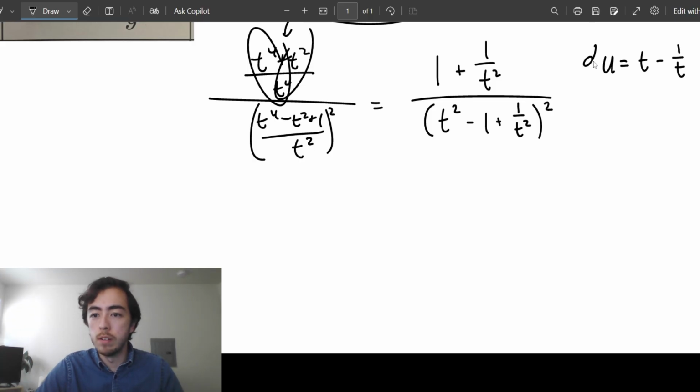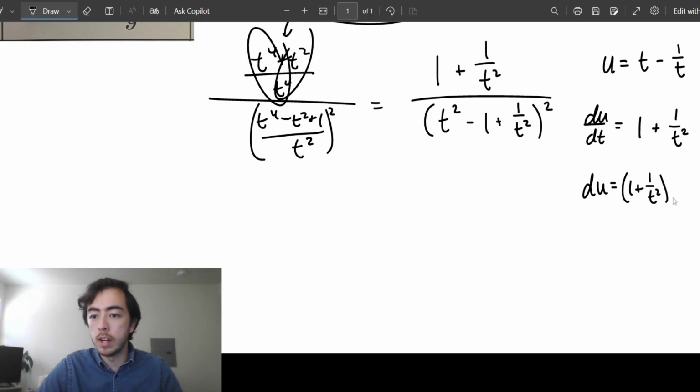So I could take the derivative with respect to t of both sides. So I would get du dt is equal to 1, and then kind of using the chain rule and power rule here, I believe it's going to be plus 1 over t squared. And then I could say that du is the same thing as 1 plus 1 over t squared times dt.